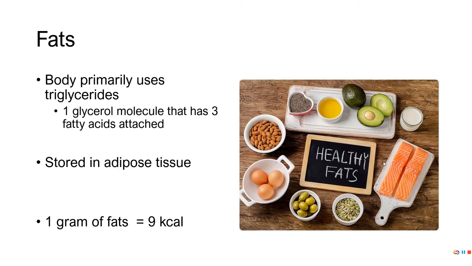Next, we have fats. And again, many different types of fats, but the body primarily uses triglycerides. And what that is, you have something called a glycerol molecule that has 3 fatty acids attached to it. And these fatty acids are just chains of carbons. And we'll talk about later how we break these chains of carbons into pairs. And fat is found in adipose tissue, and from 1 gram of fat, we can actually generate 9 kilocalories. There's that much energy in there. So more than double what we find in carbs.